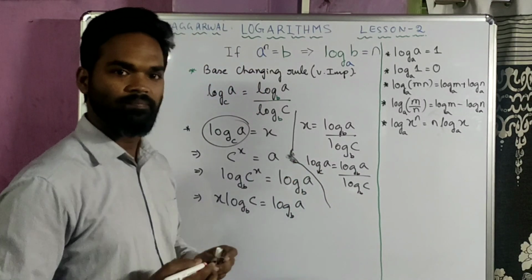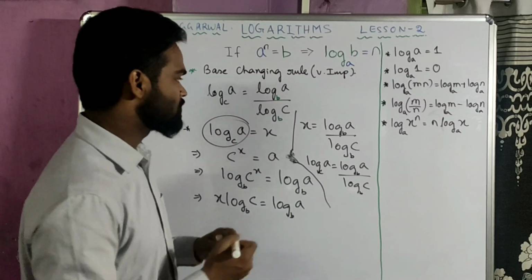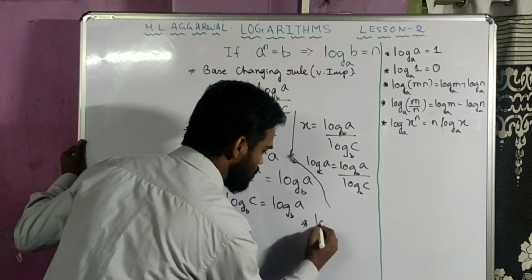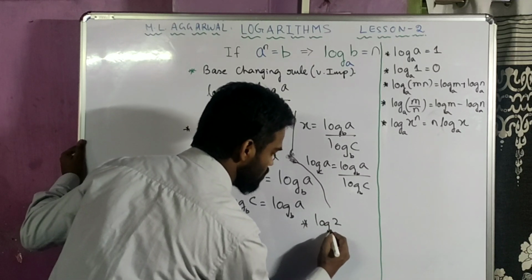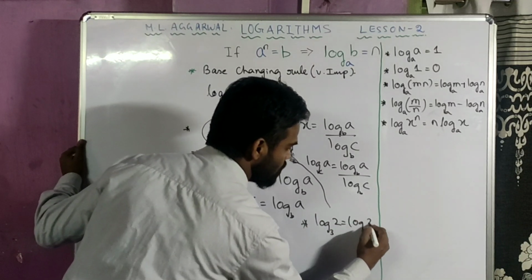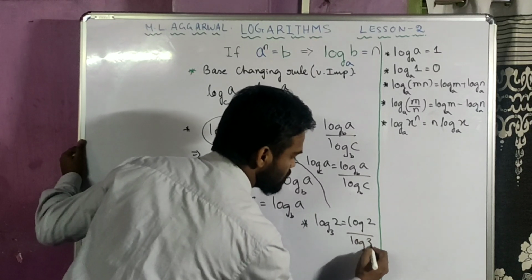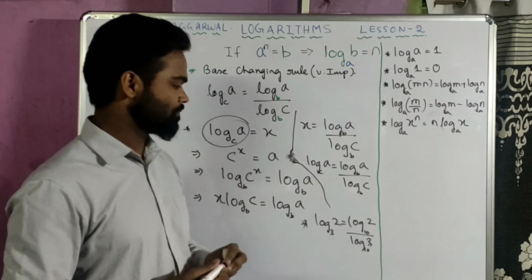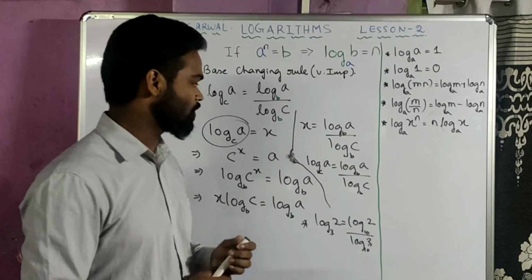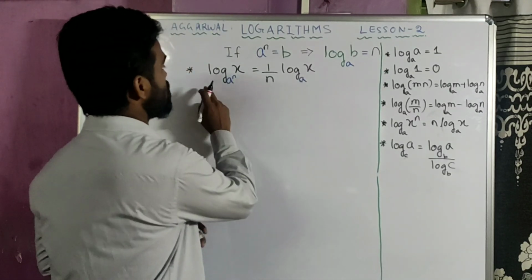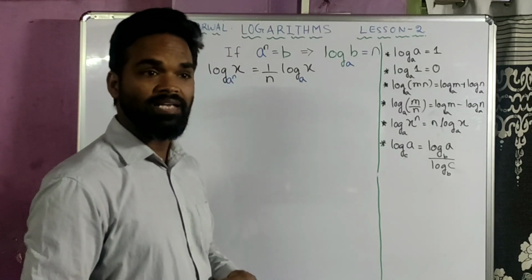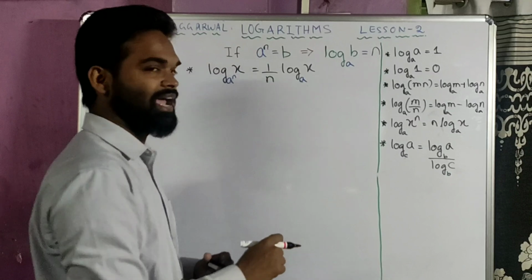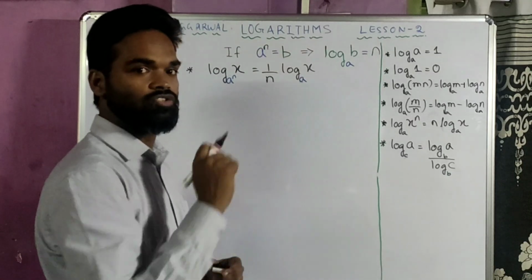We can say this. Okay, which means suppose you have something like log 2 base 3, so you can write this as log 2 by log 3 with a convenient base. Okay, now we look at the next property. Now look at this property. Log of x base a to the power n, that is equal to 1 by n log of x to the base a.